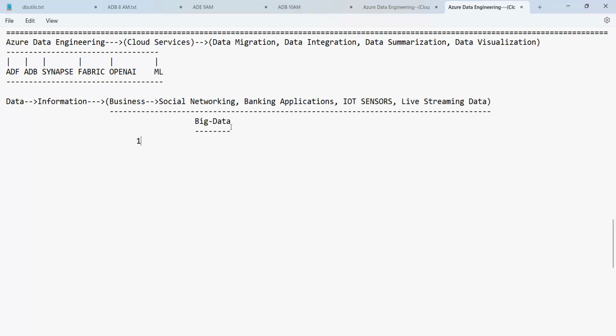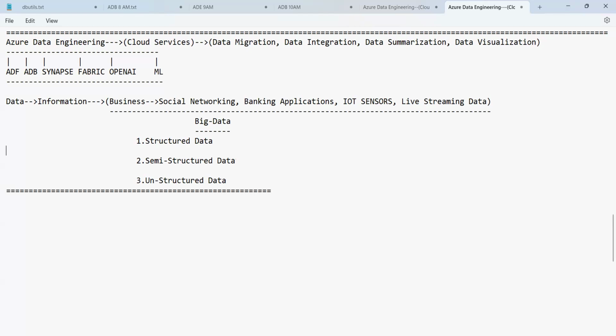The first one is called structured data. The second one is called semi-structured data. The third one we call unstructured data. That's it, these are the three categories of data we have.